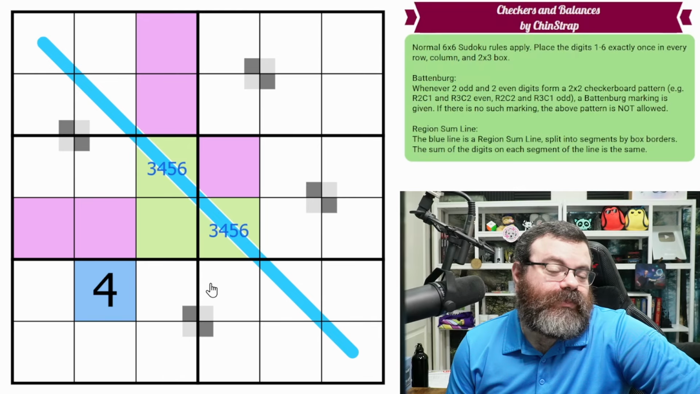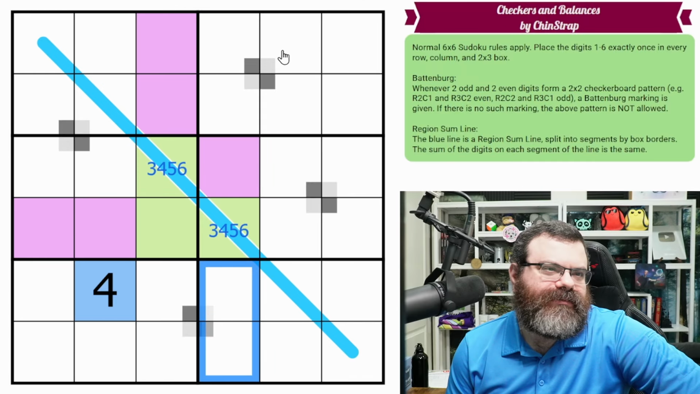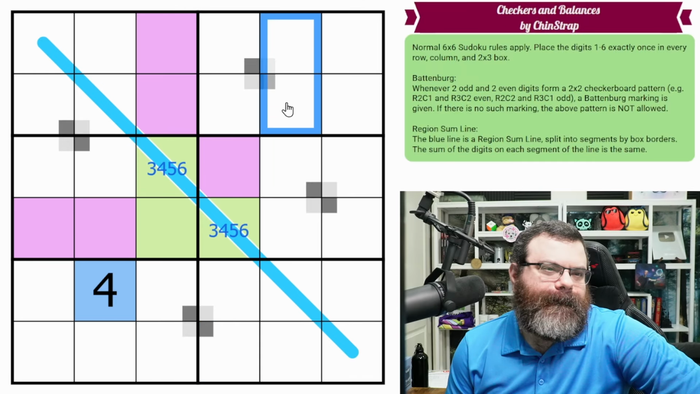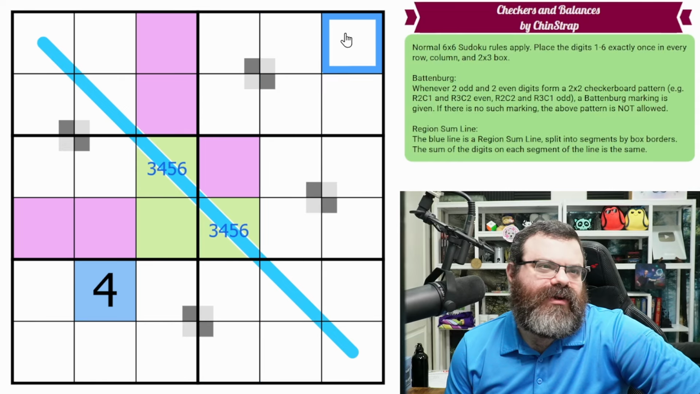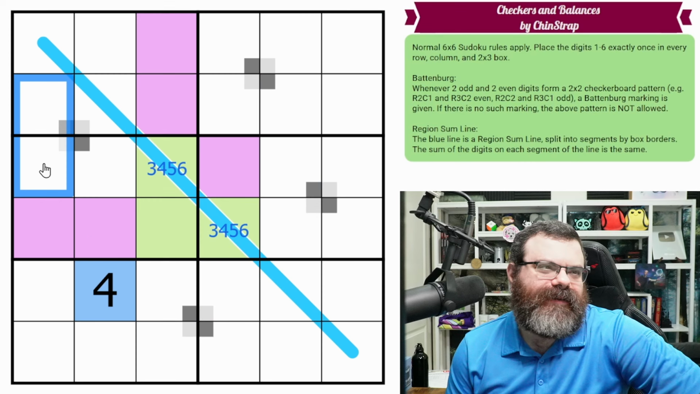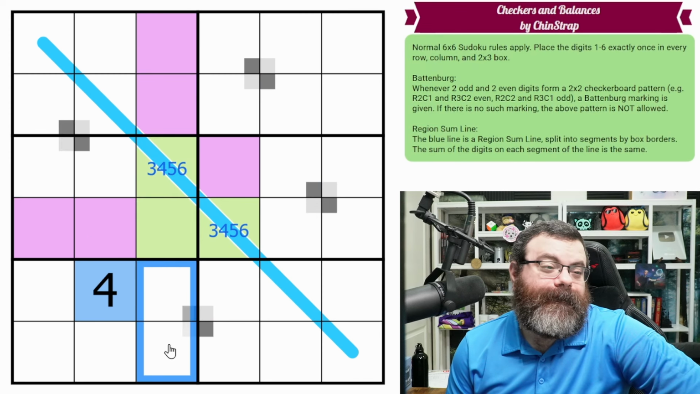So 1 of each here, we know that. 1 of each here, 1 of each here. The vertical striping here is always 1 of each. I guess I should point out, over here, is that also the case? I don't think it has to be. It certainly isn't here. This is 1 of each, but okay.